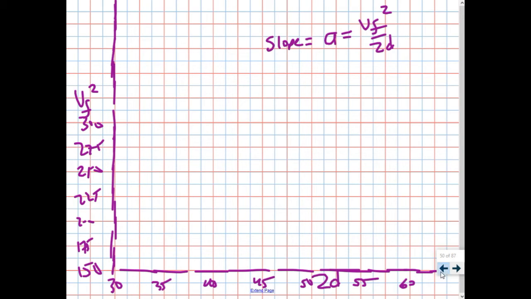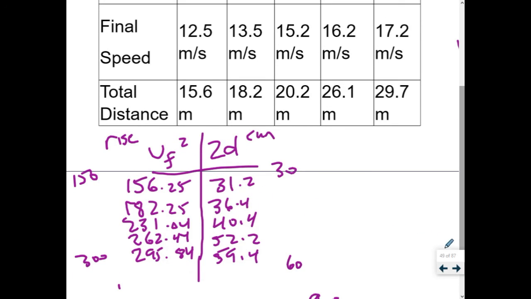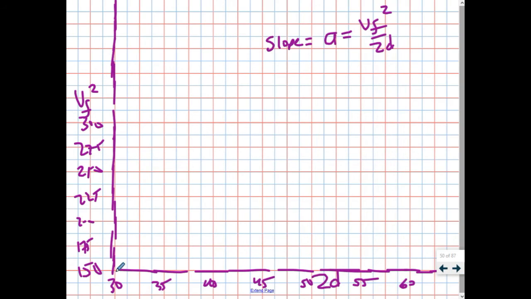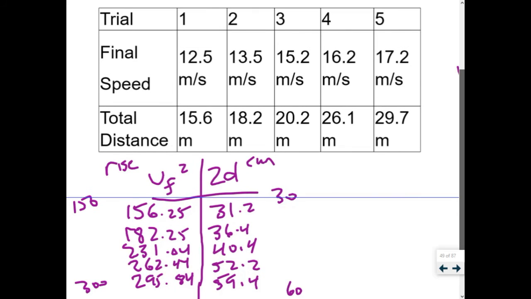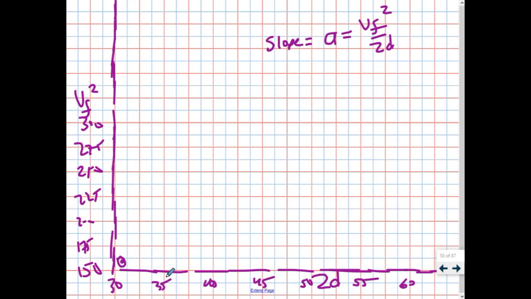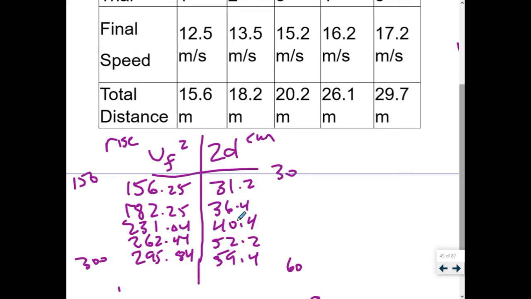Let's plot it. I have a data point that should be at 31 and 156, let's call it. So 31 would be right about here, and 156, let's call that somewhere about there. And then we need a data point that's at 36 and 182. So 36 would be about here, 182 would go about there, give or take. Next data point is at 40.